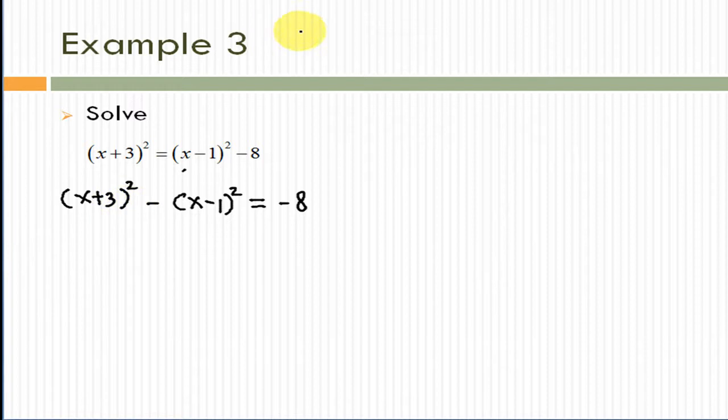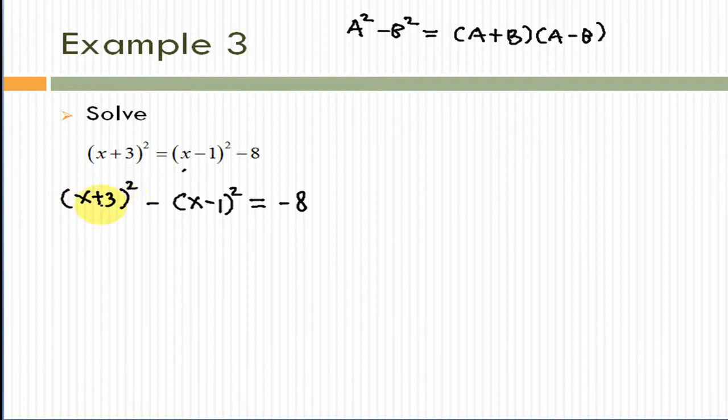If you know this identity, the difference of 2 squares is a plus b times a minus b, then you can apply this identity to this difference of 2 squares. But if you don't know it and you are stuck, then as I said before, just try anything that you can do.